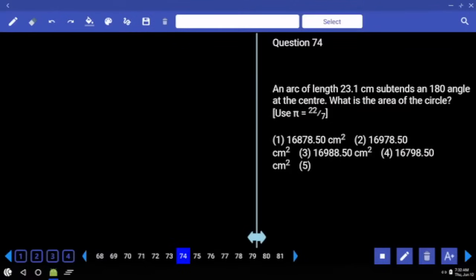An arc of length 23.1 centimeters subtends an angle of 18 degrees at the center. What is the area of the circle, where pi is 22/7? Fine.